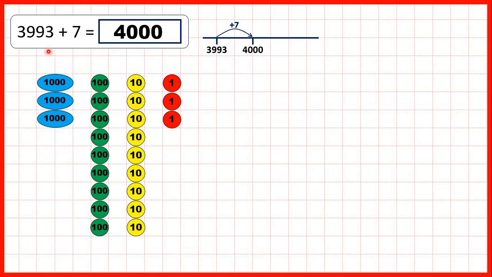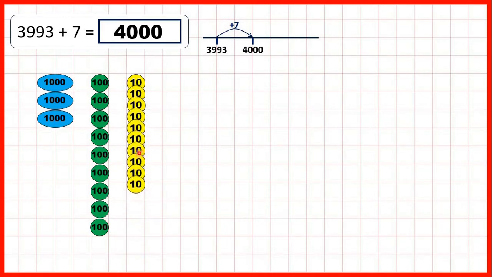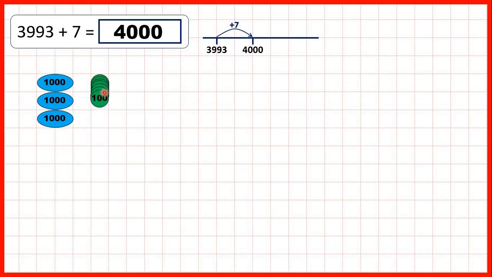Or if we show place value counters, starting with 3993, we can add 1, 2, 3, 4, 5, 6, 7 to give us 4000. Again, that's 4000 because we can exchange 10 ones for 1 10, 10 tens for 100, and 10 hundreds for 1 more 1000. And that gives us 4000s altogether.